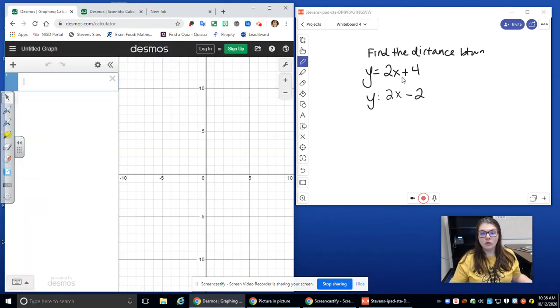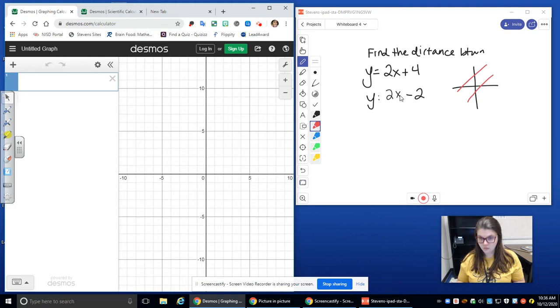All right, we want to find the distance between these two lines right here. So in this example, if we had this on a graph, our lines would look something like this. So 2x plus 4 and then 2x minus 2. We want to find the distance between these two red lines. Remember, going over our information last week, we need to find the perpendicular line that intersects with these two parallels.